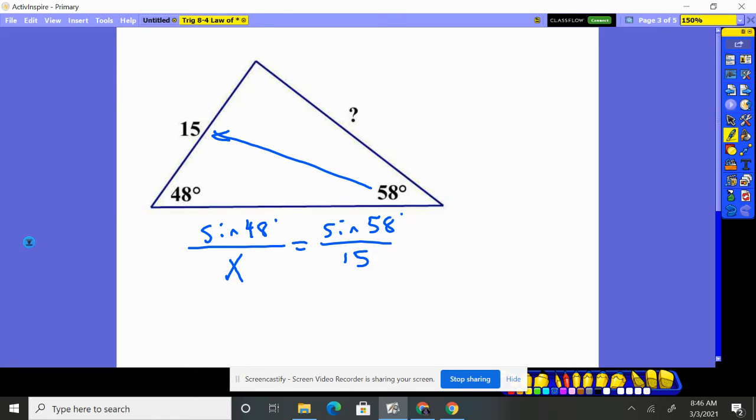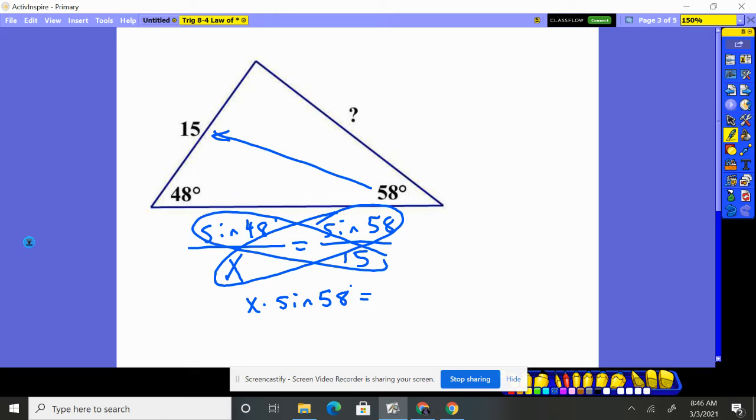So let's go ahead and use the means extremes, cross product, as we like to say. x times the sine of 58 equals 15 times the sine of 48. I want to solve for x, so I'm going to get rid of the sine of 58, which is just some number that we could look up, by dividing by the sine of 58.